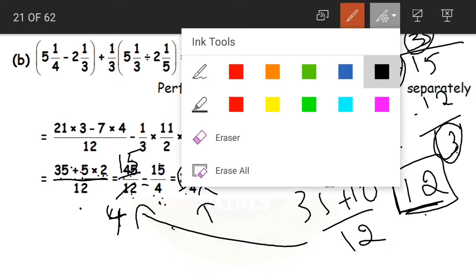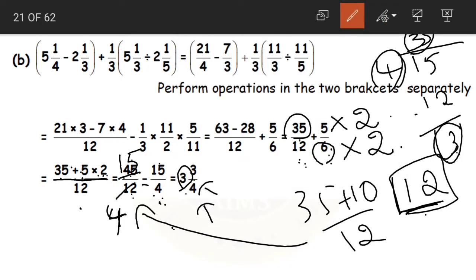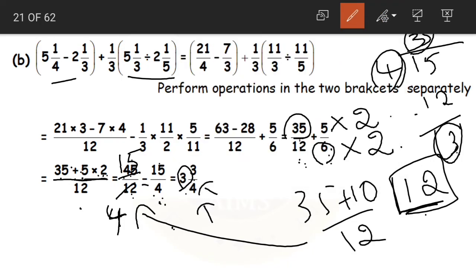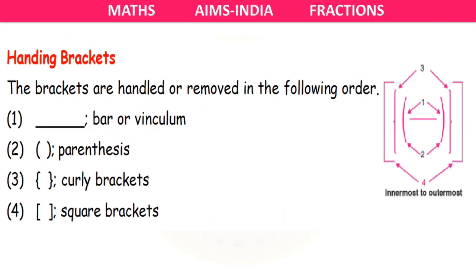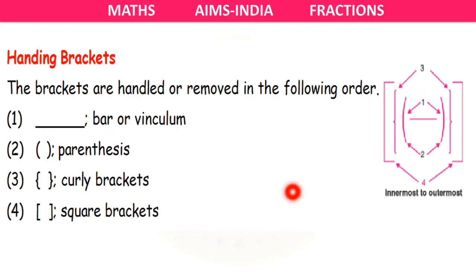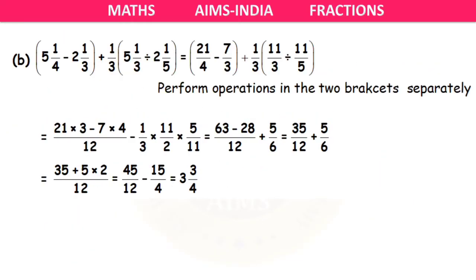Clear students? We have performed operations in both the parentheses separately and then combined it. How did we solve these two problems? We solved these two problems by handling brackets. First comes the bar, and then solve the terms in parentheses, then in curly brackets and then in the square brackets. Clear?